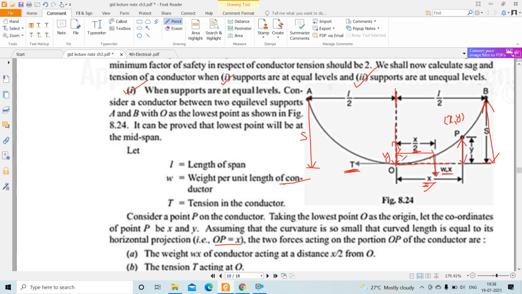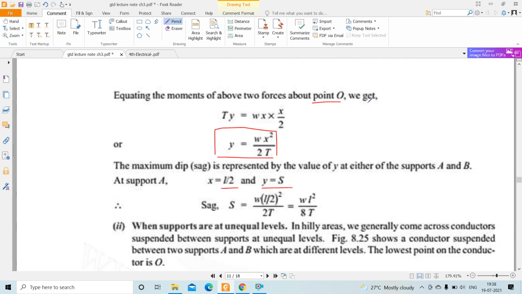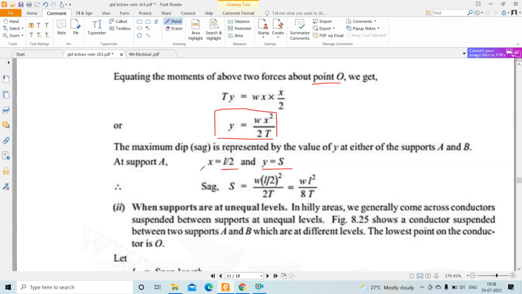Okay, and in place of y we are taking s, and in place of x we take this horizontal distance that is in between A and O, that is L by 2. So in place of x we can write L by 2, and in place of y we write s. So s is equal to w into L by 2 whole square by 2t.